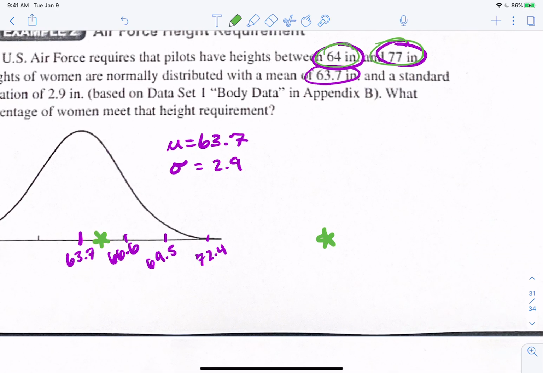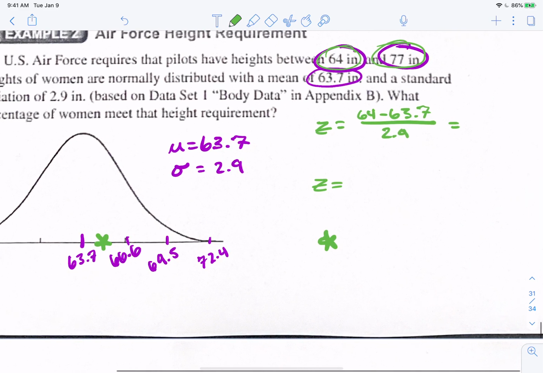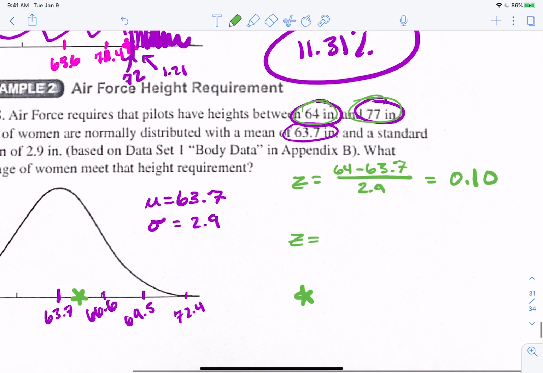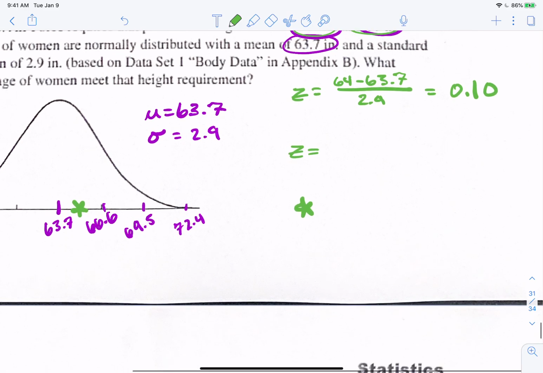Okay? So, z-scores for 64. What's the z-score for 64 going to be approximately? 0 something, right? It's in between 0 and 1, okay? So 64 minus 63.7 divided by 2.9. Somebody got it? Yeah, just 0.1. Okay, 0.10. Always do 2 decimal places.